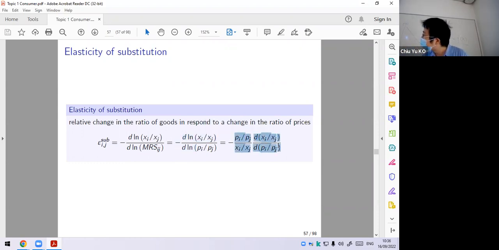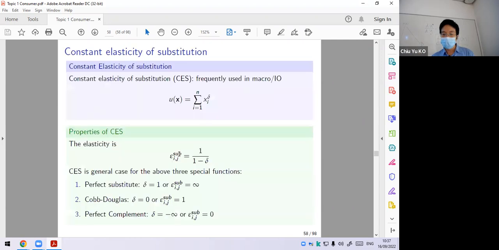And because the optimal price ratio is the same as the MRS, it is just saying how a change in the MRS changes this one. Okay, so it looks very complicated, and usually this is a pain to derive.